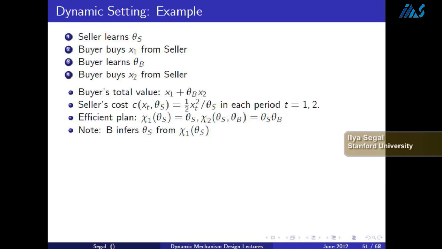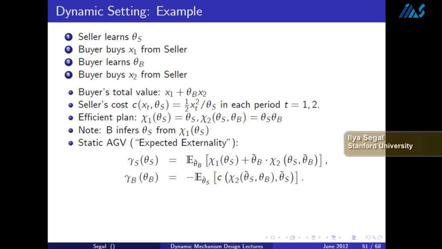Okay, so you can see that the issue here is the information revelation in the mechanism. There's no way to hide from the buyer in the first period how much he consumes. So from his consumption in the first period, he will necessarily infer the seller's type. And he can make use of this information in his deviation.